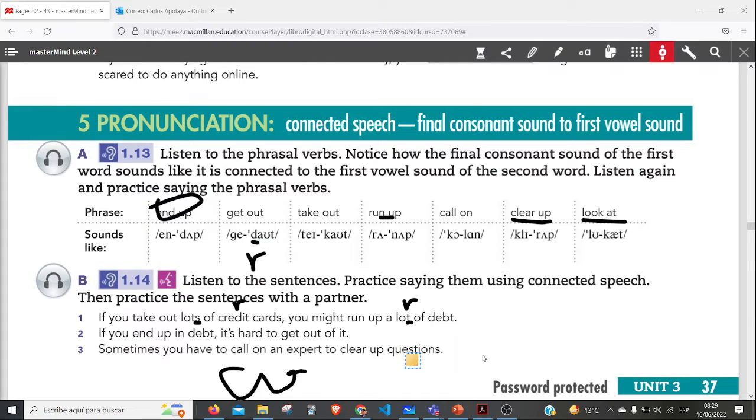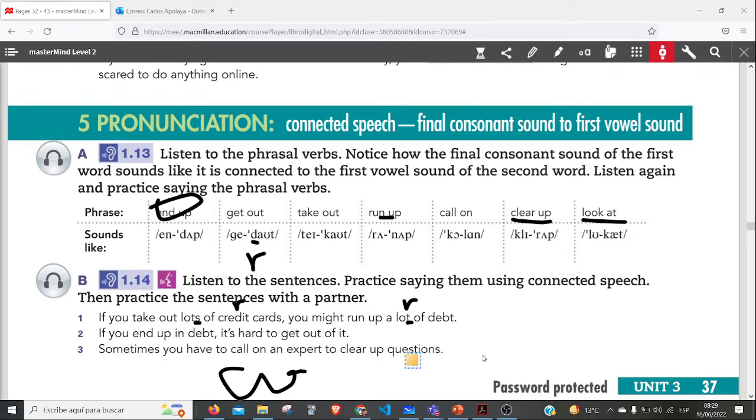Yeah, pues aquí me pareció raro. ¿Puedes pronunciar esta parte del inicio? The first part. Dijiste, it's hard to get out of it. Yeah. Get out of it. Now, ya lo tienes. Tú dices get out of it. Esta F pronúnciala como si fuera una V. Get out of it. Get out of it.